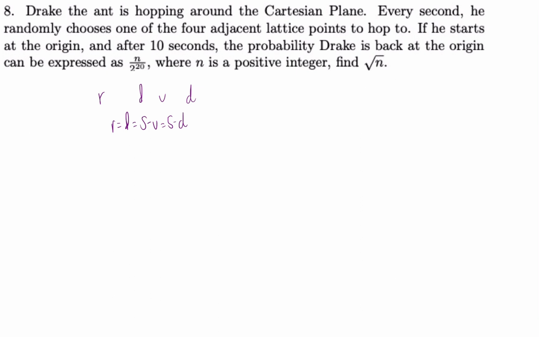Okay, so given the numbers r, l, u, and d, the number of ways to permute the r's, l's, u's, and d's would be 10 factorial over r factorial, l factorial, u factorial, d factorial, which is r factorial, r factorial, 5 minus r factorial, 5 minus r factorial. So this is going to be 10 factorial over r factorial squared times 5 minus r factorial squared.